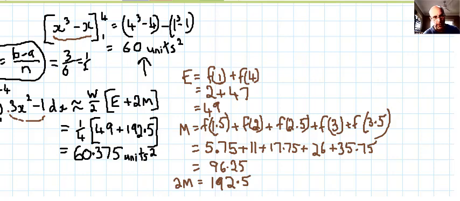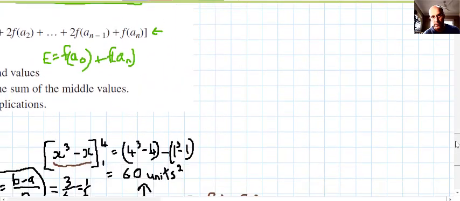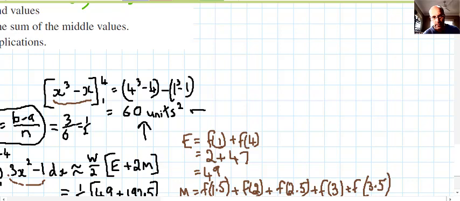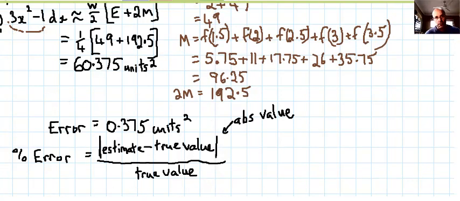The final answer is 60.375 units squared, as it is an area, compared to when we had our true value, which was 60, so 60 versus 60.375. So the amount of error was 0.375 units squared. One way of getting a percentage error, which is something you often have to do, is to look at what we got for the estimate using the trapezoidal rule, minus the true value, which was 60, and divide it by the true value, and then times that by 100 to convert it to a percentage.